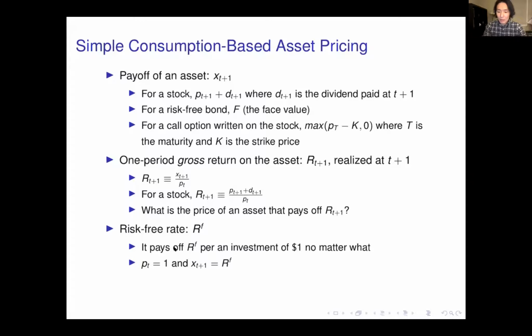Another thing I want to mention here is that whenever I use the lower case letters, for example, rt plus 1, this is basically the log return. Okay? So similarly, I will also use the lower case letter for the rf as well. That's the log return for the risk-free rate. So that's the basic notation, basically the same as the previous lectures.